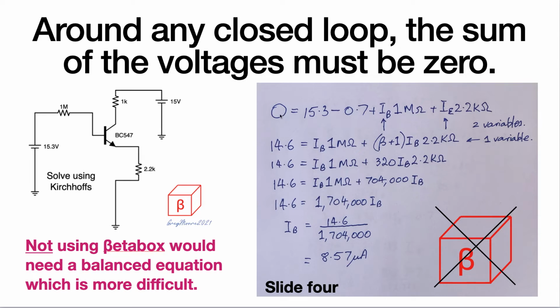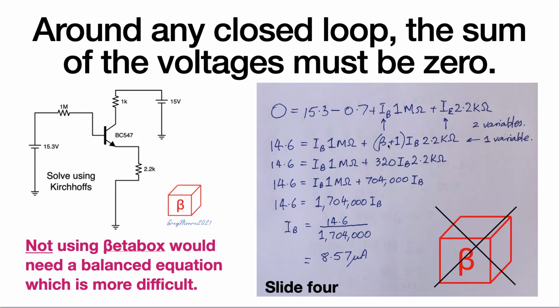Looking at an equation for this then, 0 volts is equal to 15.3 minus the 0.7 from the base emitter junction. Add IB times 1 megohm, that would be the voltage across that resistor there. Add IE times 2.2k, that would be the voltage across here. So these voltages have to all add up to 0. Pulling that equation apart then, I've done it in stages. 15.3 minus the 0.7, 14.6.